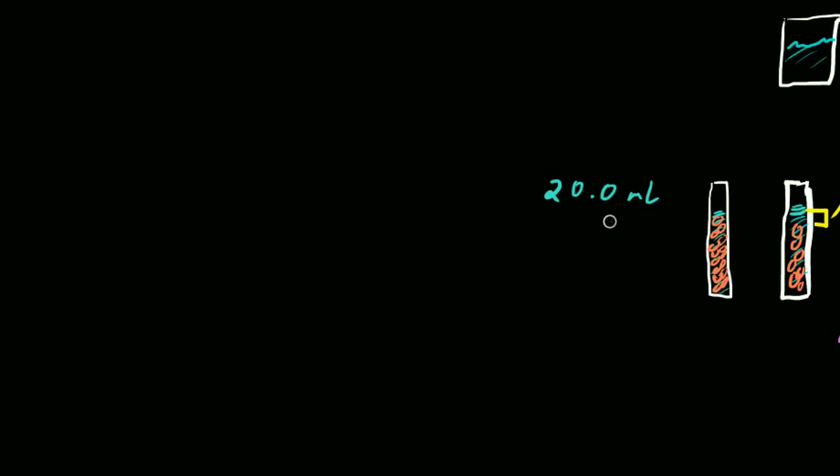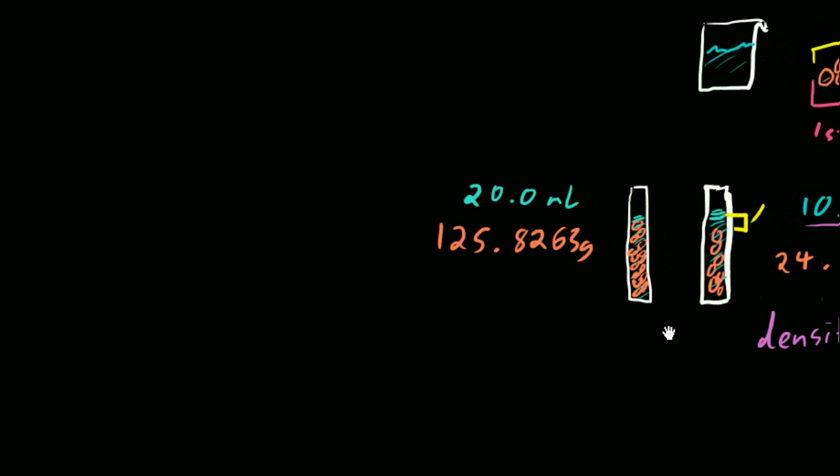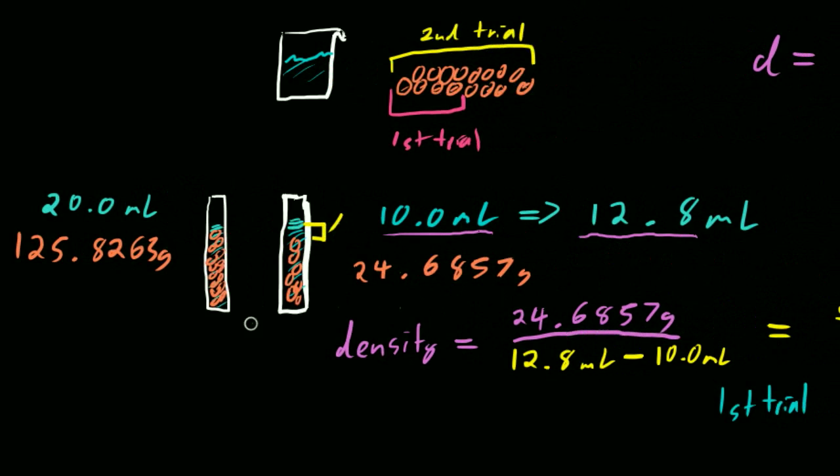And before we put in all of that metal shot, we found out that the mass of all that we'd been given was 125.8263 grams. That was the mass of all of the metal shot. And maybe you can see, I know I said that we were going to take half of the metal shot for our first trial. And you can probably see, it's more like we took a fifth of the metal shot.